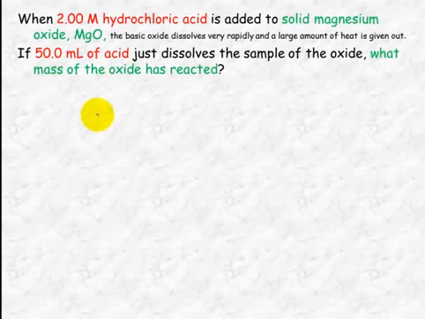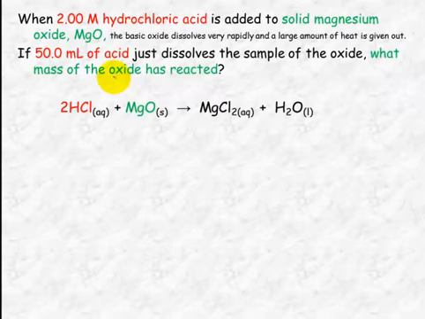So what I've done here is I've just rewritten the important parts of the question. When 2.0 molar hydrochloric acid is added to solid magnesium oxide, okay, the basic oxides dissolve very rapidly and a large amount of heat is given out. If 50 ml of acid just dissolves the sample of oxide, what mass of oxide has reacted?